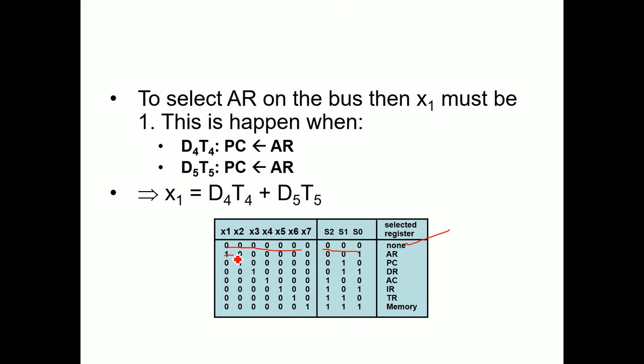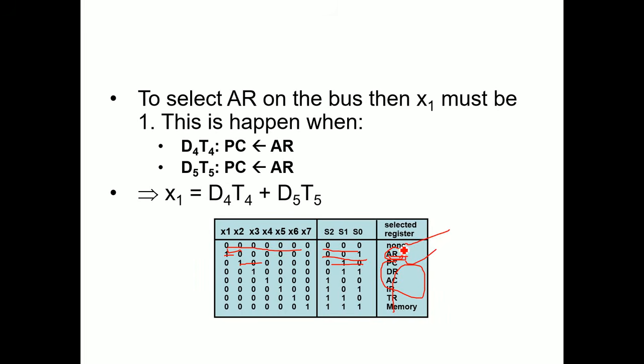If you consider this one, when X1 is 1 and the selection inputs are 0, 0, 1, then the address register information will be placed on the bus. Already we have seen this in the first unit, register transfer and common bus system. Likewise, when X2 is 1 as well as the selection inputs are 0, 1, 0, then program counter information is placed on the bus. Here we are considering only the address register. Likewise, we can draw for all the remaining ones also. So when the address register places its information on the bus, X1 value is 1, as well as the selection inputs are 0, 0, 1.